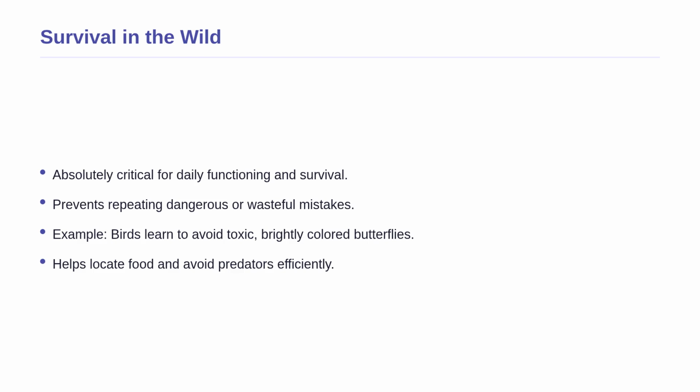Beyond laboratory experiments, like Pavlov's dogs, why does this concept matter so much in the wild? Associative learning is absolutely critical for an animal's survival and daily functioning. Without it, an animal would repeatedly make the same dangerous or wasteful mistakes. For example, if a bird eats a toxic, brightly colored butterfly, it needs to associate that specific color with feeling sick, so it never makes the mistake of eating one again. It allows animals to efficiently locate food, avoid predators, and navigate complex social environments.